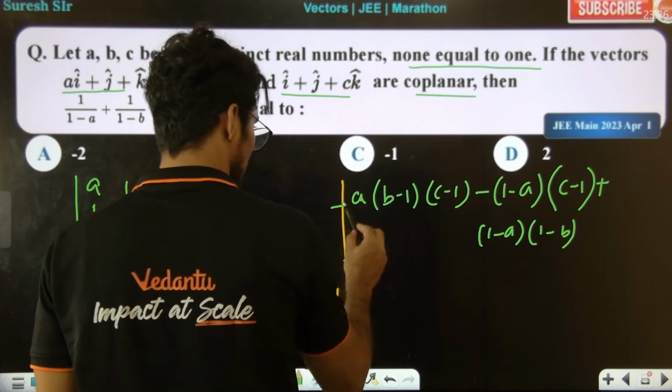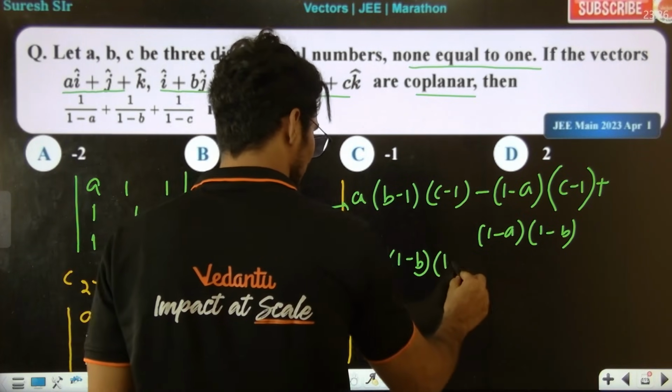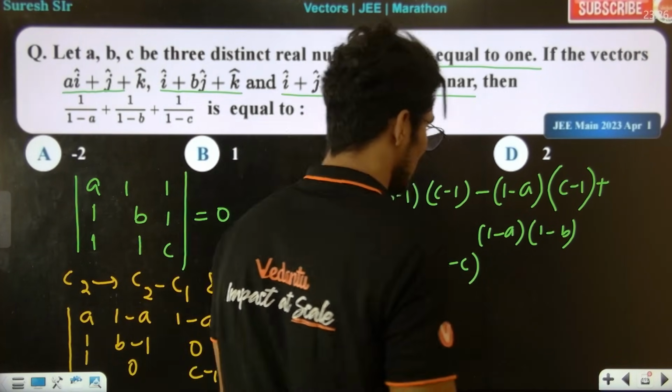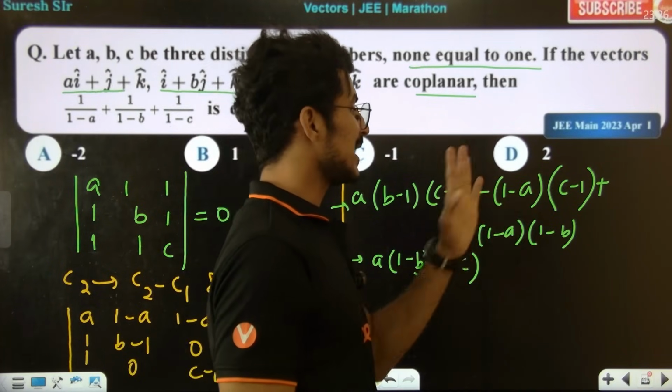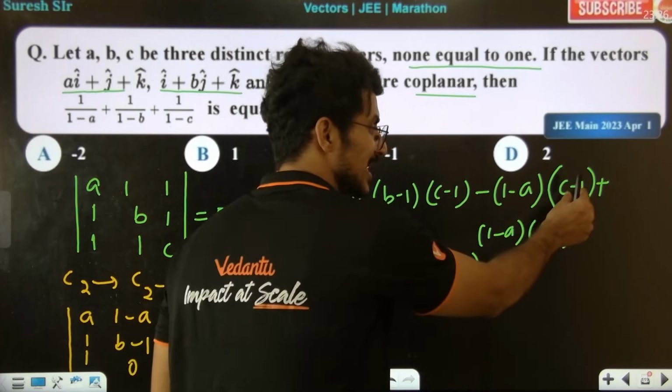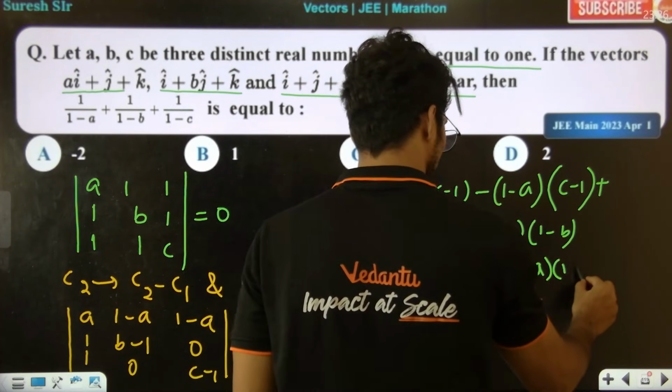What will come in the next step, sir? If I take minus common, 1 minus B will come. Here minus common means 1 minus C. Yes or no? Yes, sir. Sir, here minus is already there, sir. 1 minus A is there. Here C minus 1 can be written as 1 minus C. Here I will take minus common, minus into minus plus. So 1 minus A into 1 minus C.